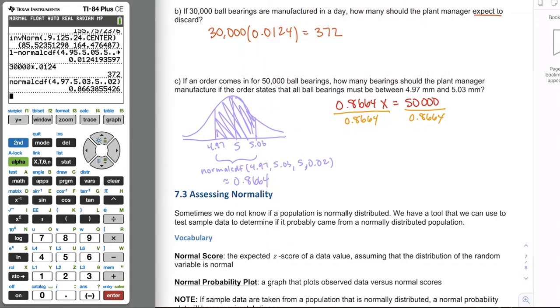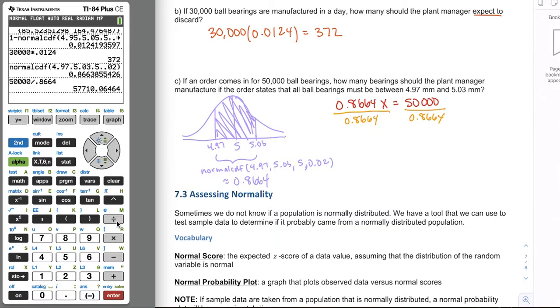So in a calculator, I'll do 50,000 divided by 0.8664. Okay, now even though it's a small decimal, I'm going to round up because I don't want to not make enough. So by default, no matter how tiny the decimal is, for a problem like this, it's safer to round up to the nearest whole number. So 57,711 ball bearings should be manufactured to make sure that we have about 50,000 that meet the standard of being between 4.97 and 5.03 millimeters.